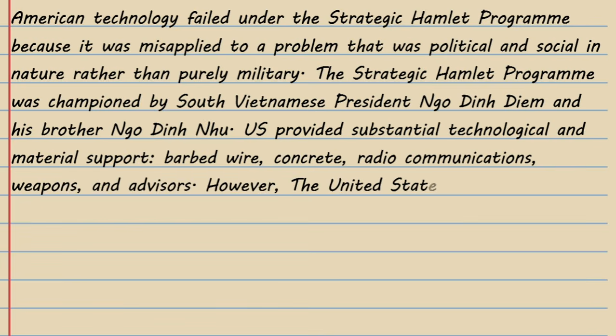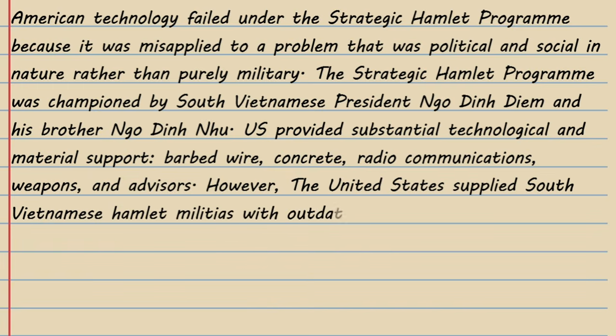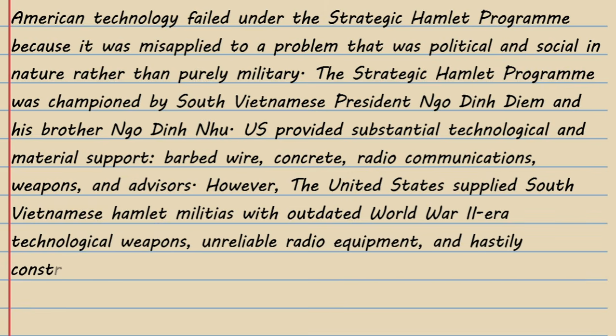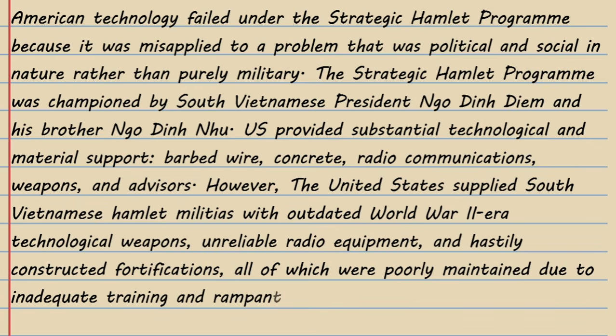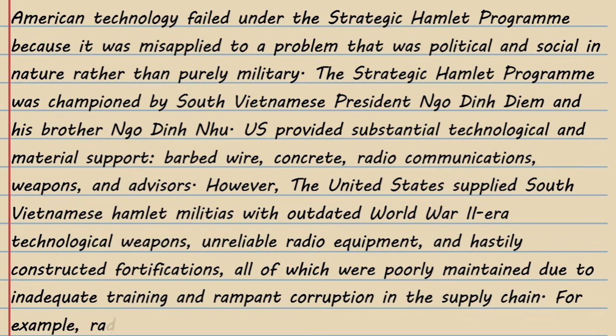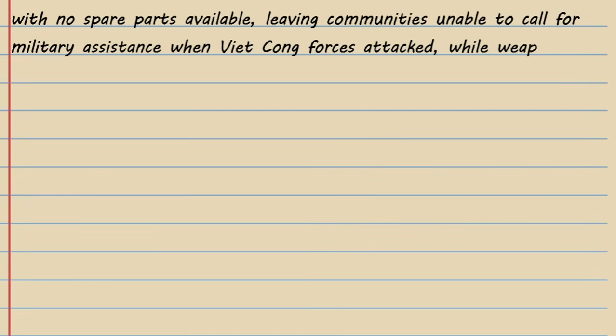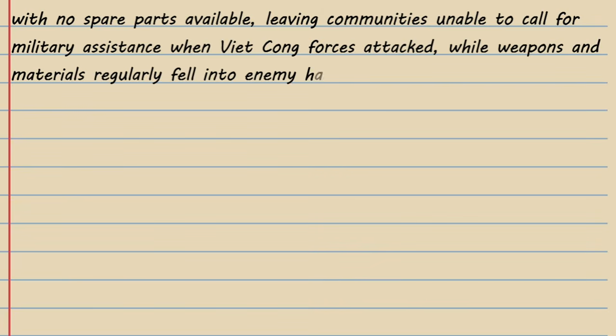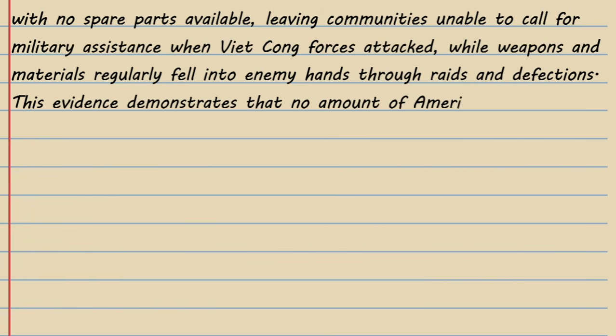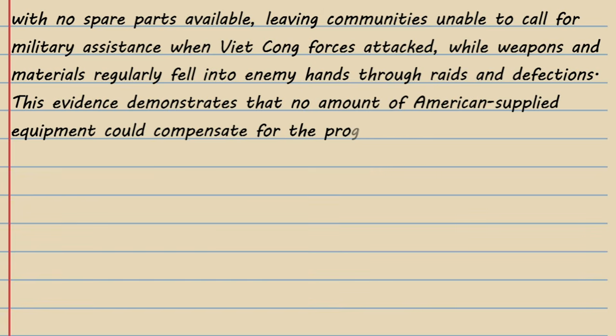However, the United States supplied South Vietnamese Hamlet militias with outdated World War II-era weapons, unreliable radio equipment, and hastily constructed fortifications, all of which were poorly maintained due to inadequate training and rampant corruption in the supply chain. For example, radios distributed to isolated hamlets frequently broke down with no spare parts available, leaving communities unable to call for military assistance when Viet Cong forces attacked, while weapons and materials regularly fell into enemy hands through raids and defections. This evidence demonstrates that no amount of American-supplied equipment could compensate for the program's deeper failure.